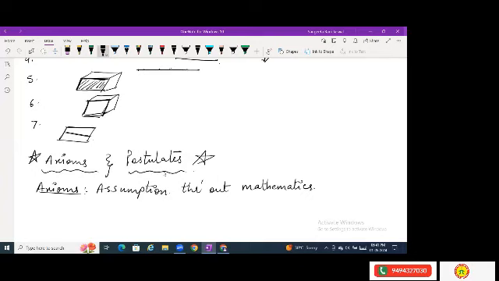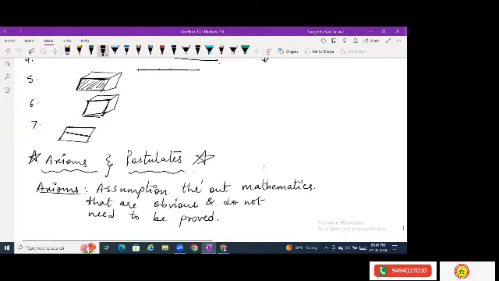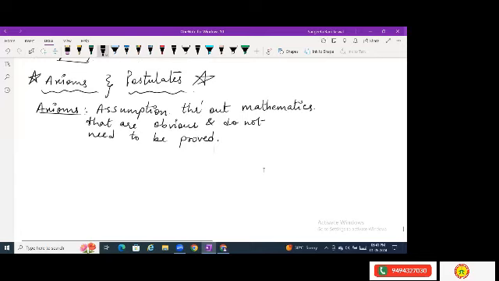Assumptions throughout mathematics that are obvious and do not need to be proved. This does not require any proven fact. Axioms are assumptions throughout mathematics that are obvious and do not need to be proved. So that means it's throughout mathematics, it's universal.